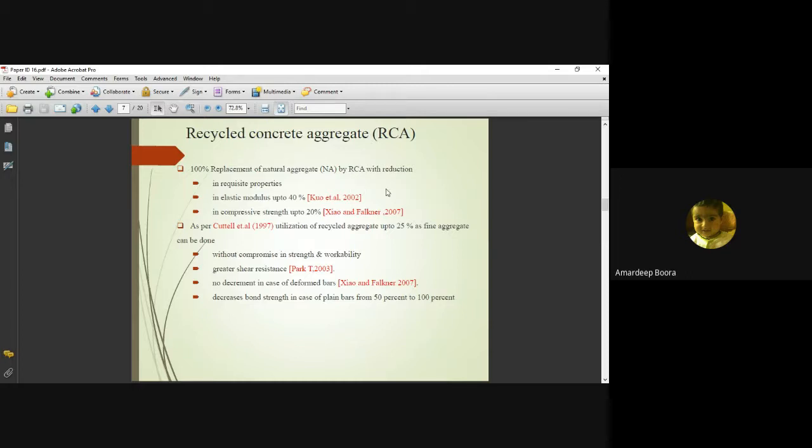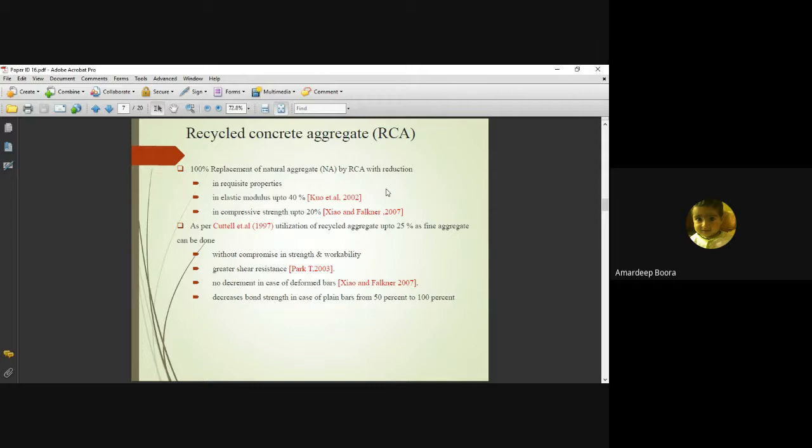Okay, studies have already been conducted by Kuwait in 2010 and Ziao and Flanker in 2017, which say that 100% replacement of the natural aggregates with this RCA will result in a reduction of the requisite properties, meaning compressive strength up to 20% and elastic modulus up to 40%. And Cuttle in 1997 reported that we can utilize this material as a replacement of the fine aggregate without any changes in the requisite strength and workability.